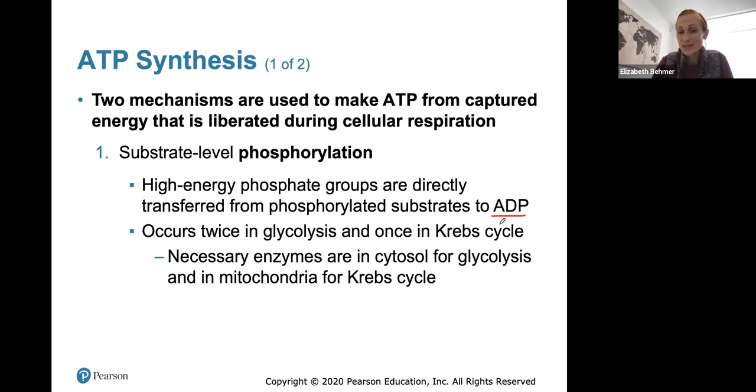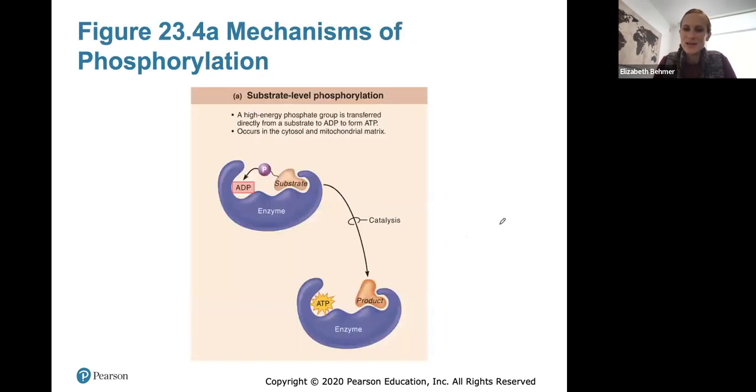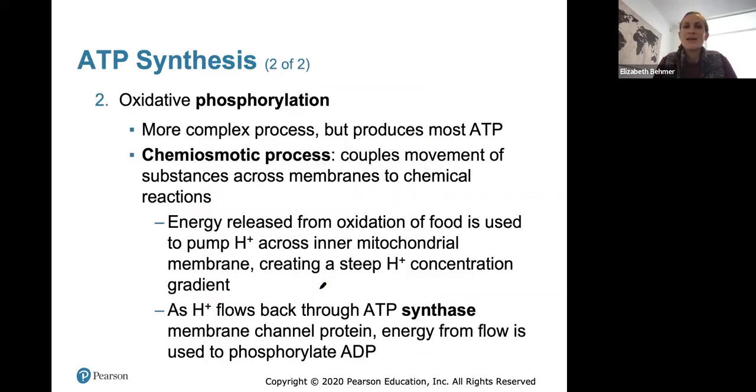This will occur twice in glycolysis and once in the Krebs cycle, and necessary enzymes are in the cytosol for glycolysis, so outside of the mitochondria, and in the mitochondria for the Krebs cycle. So this is a look at substrate level phosphorylation. Basically, we're taking an extra phosphate group, adding it to ADP and creating ATP, which again is adenosine triphosphate, and that is what our body needs to perform all the functions.